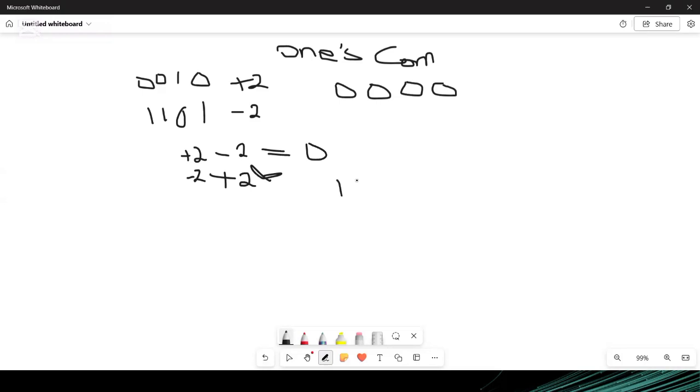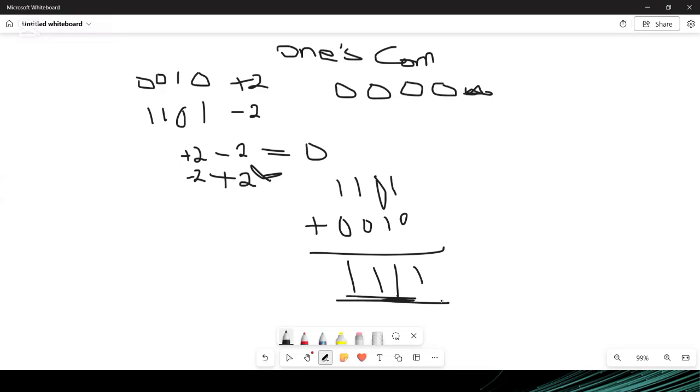So I will say 1, 1, 0, 1, then plus 0, 0, 1, 0. So this is supposed to give me 0, but let's do it. 1 plus 0 will give me 1. 0 plus 1 will give me 1. 1 plus 0 will give me 1. And 1 plus 0 will give me 1. What's happening? This is the actual representation of 0. This is 0 again. That means this is not 0.